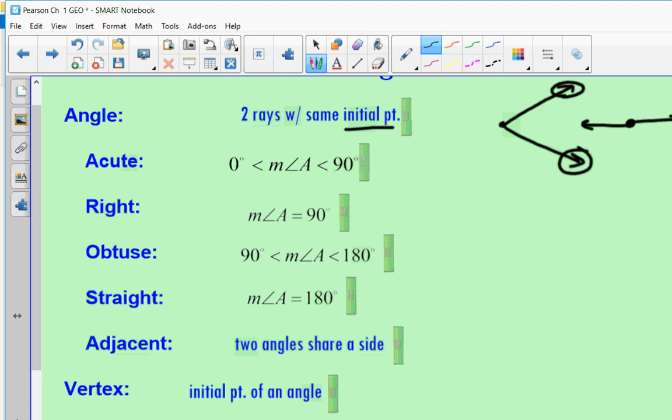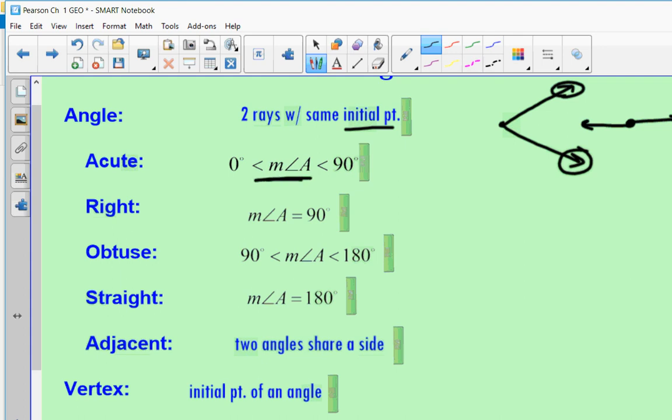Okay, an acute angle is an angle that's going to have a measure of less than 90 degrees. It's going to be bigger than 0, because that really doesn't exist, but it is going to be less than 90.